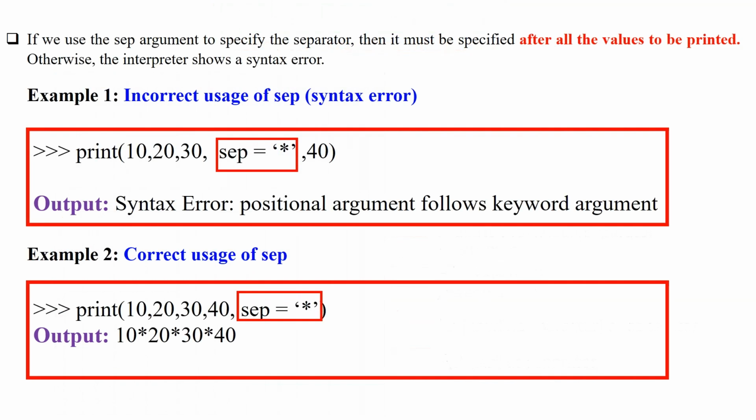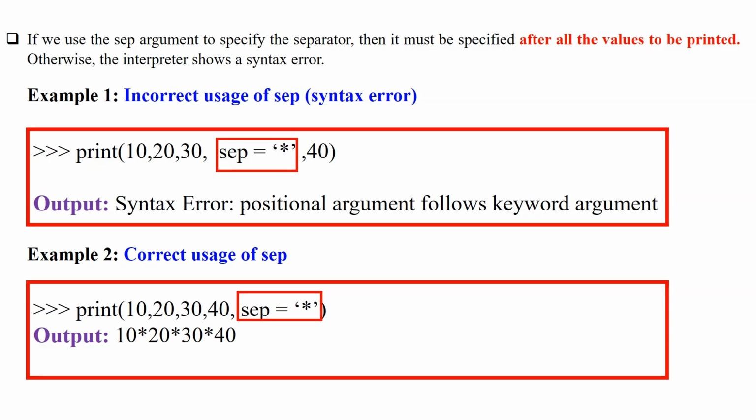When using the sep argument, it must be specified after all the values to be printed. This is because the Python interpreter expects the values to be printed to come first, followed by any keyword arguments such as sep. If you specify sep before the values, it will result in a syntax error because the interpreter doesn't expect a keyword argument at that position.